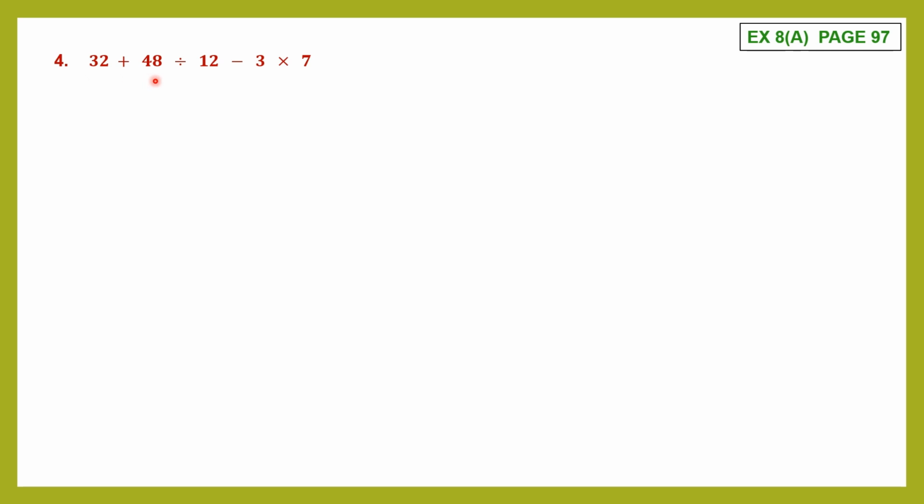Question 4, 32 plus 48 divided by 12 minus 3 into 7. Now we have addition, division, subtraction and multiplication. Now what does BODMAS tell us? According to BODMAS, brackets should be done first, but we don't have brackets. Then we do off, we don't have off. Then we do division. So the next thing to do is division. So here we do division first, and division is here 48 divided by 12.